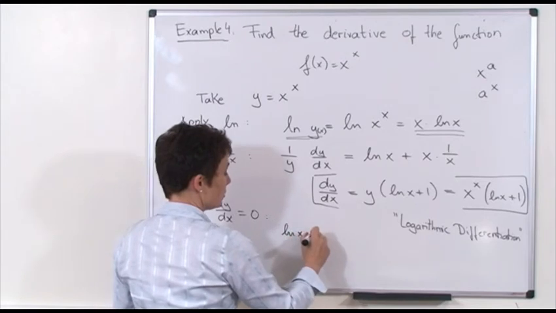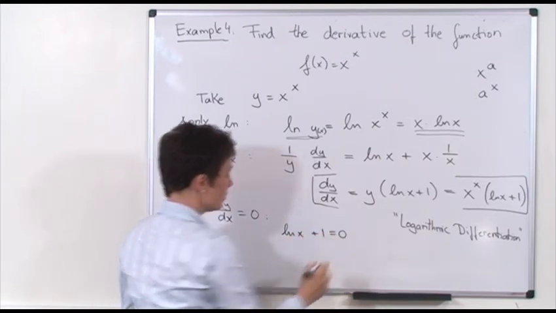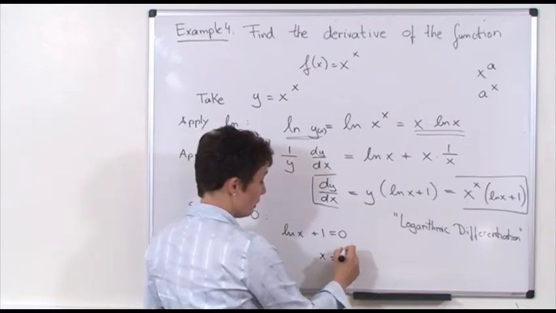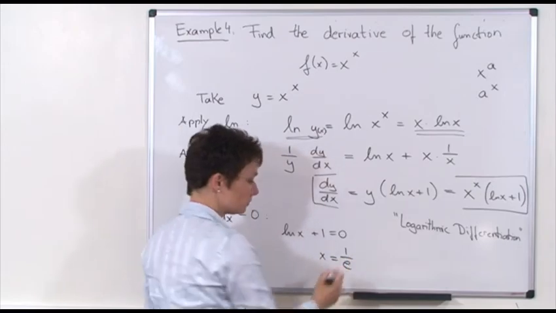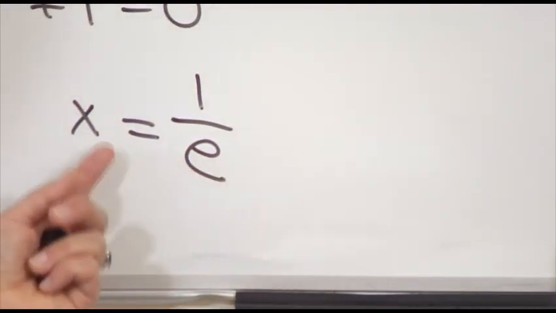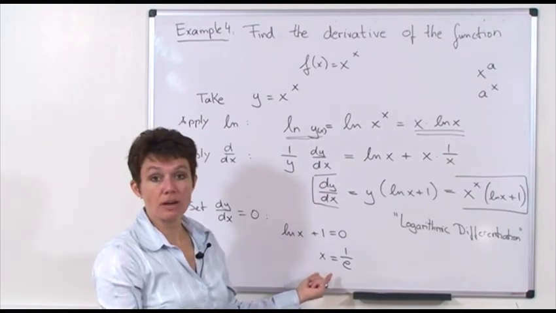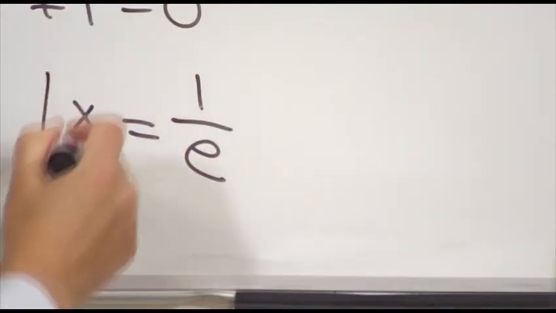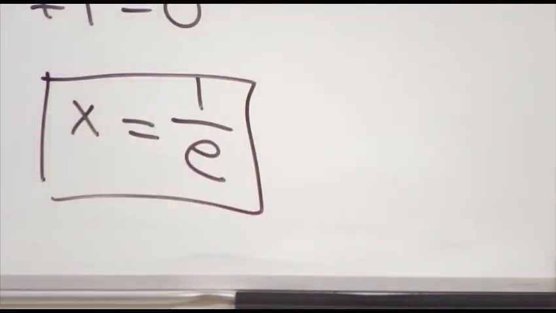So ln x plus 1 equal to 0. So in other words, we're looking for the point where the ln is equal to -1, and that's x equals 1 over e. Right, e is about 2.7, so the x-coordinate is roughly a quarter. That's what we expected. So that's the x-coordinate of that point we looked at on the graph.